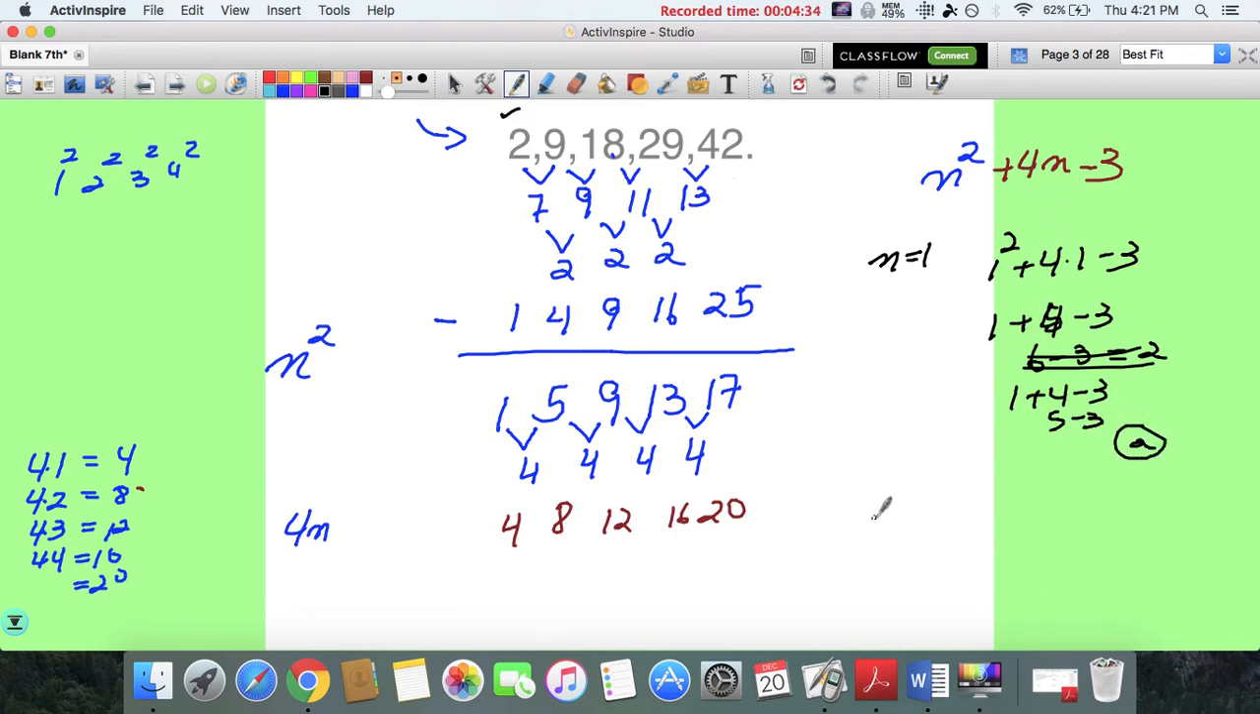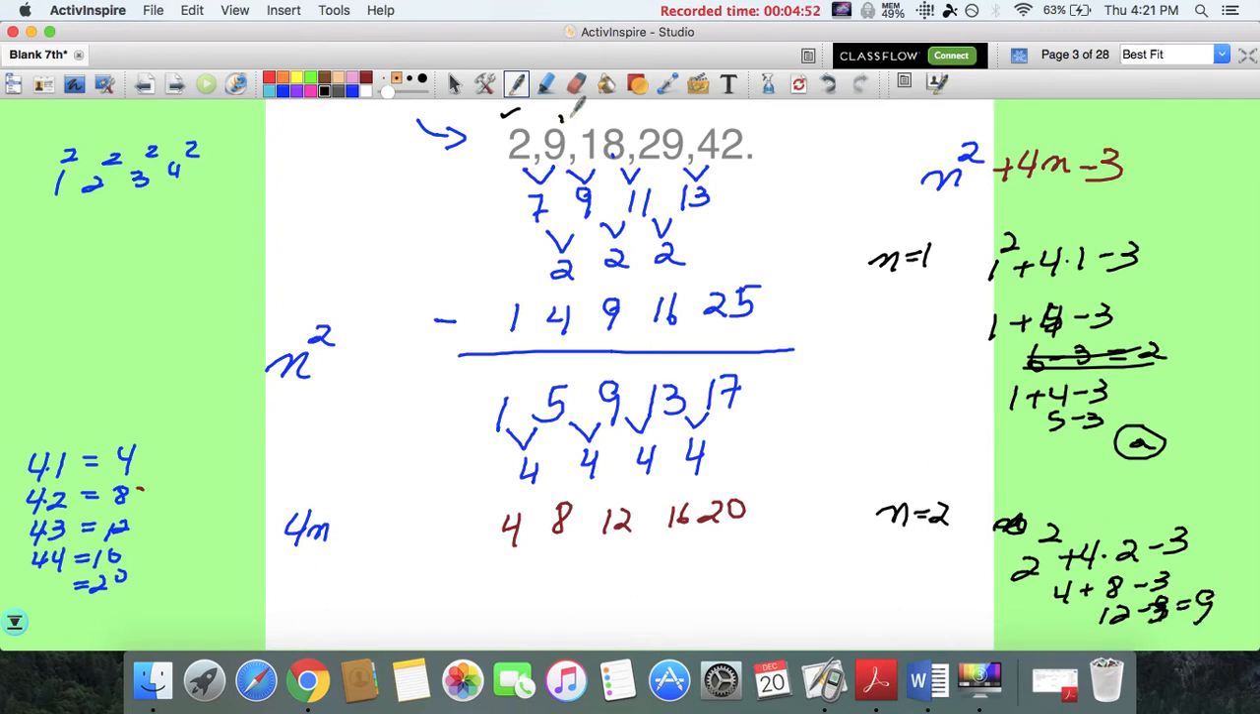So if I do it again, and I take my second term, to get my second number, I would do 2 squared plus 4 times 2 minus 3. 2 squared is 4. 4 times 2 is 8 minus 3. 4 plus 8 is 12, and minus 3 equals 9.